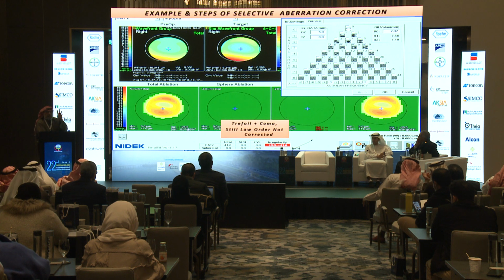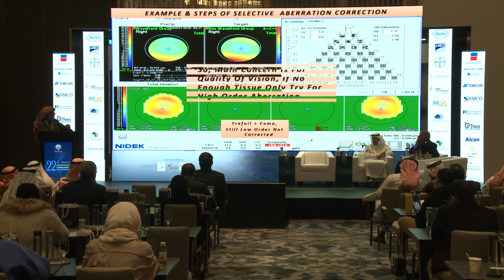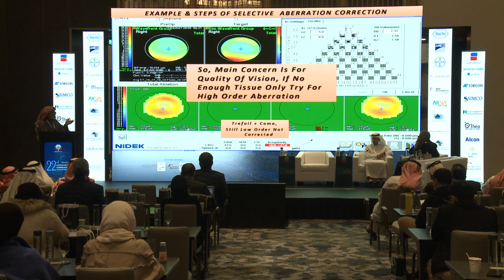Yes, I corrected the 4 that were not corrected by glasses. I left 6 because I don't have enough tissue. So trefoil and coma are still low order there. So the main concern is the quality of vision. There is not enough tissue. If I had enough tissue, I could have gone to correct the sphere and cylinder. But I don't have it. I corrected the things that will give him better vision.